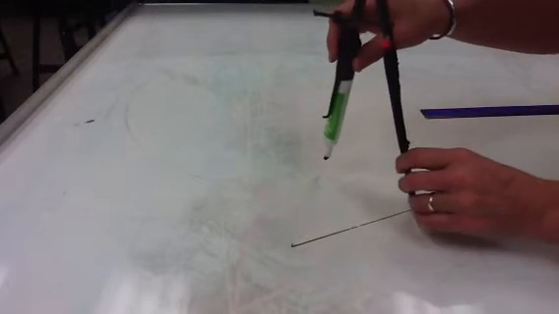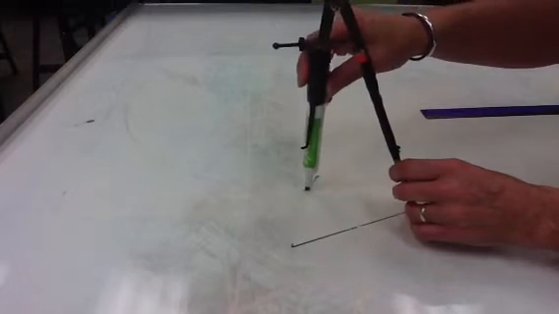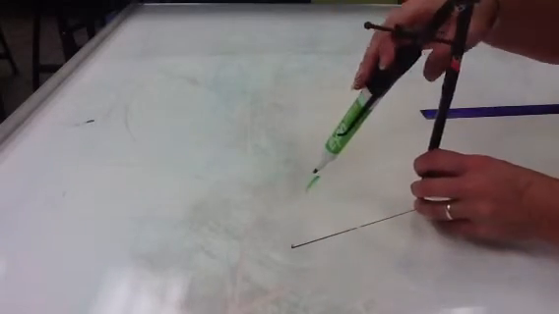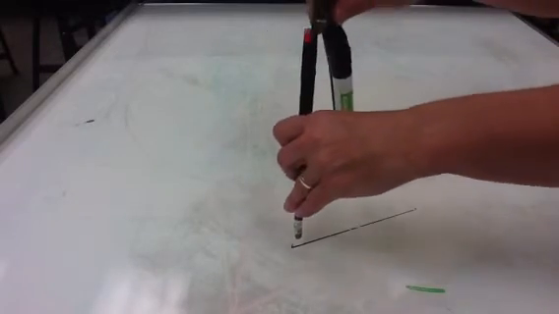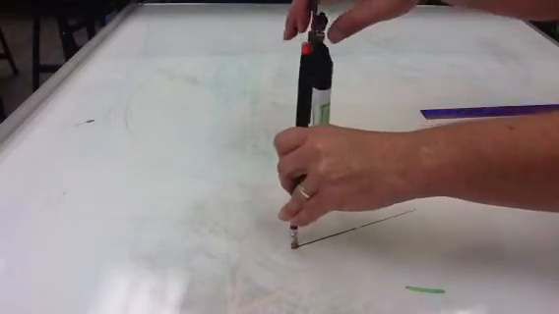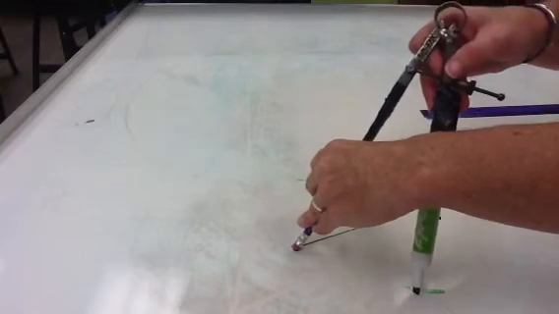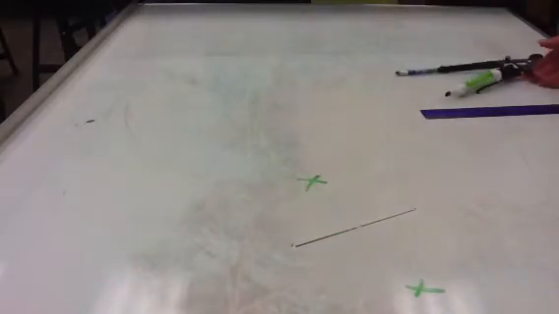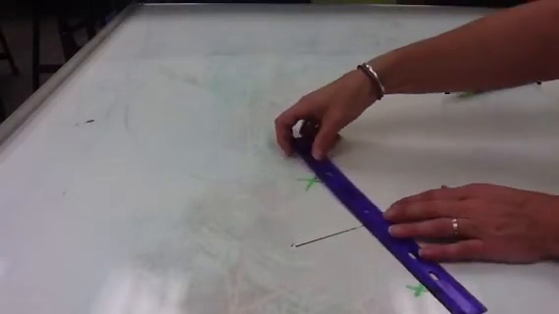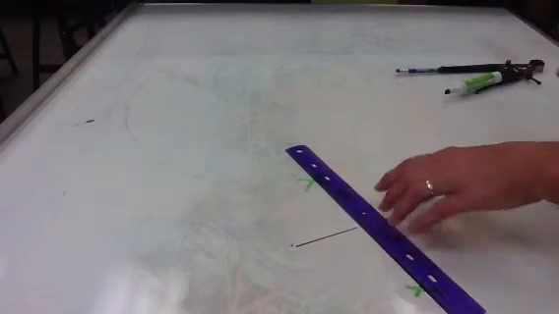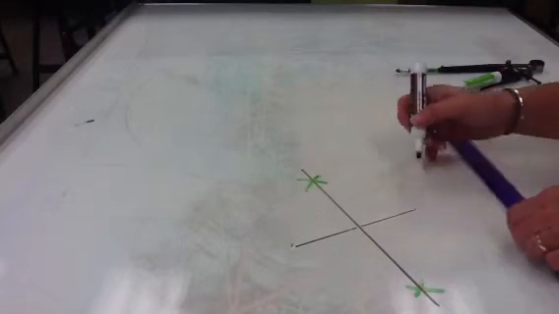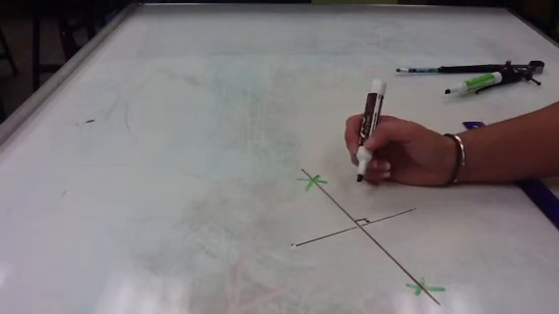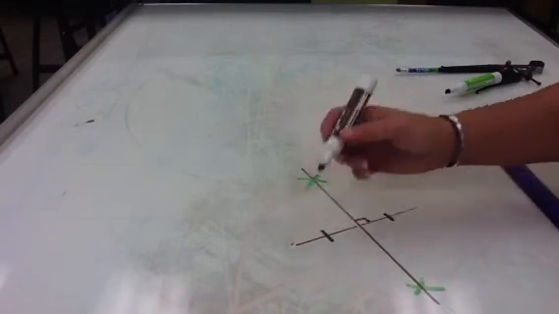So when I go to draw my arcs, I'm going to put my arcs about where I know that line is going to be. And then I'm going to fine-tune exactly where that line is by drawing arcs on both sides from each endpoint of my line segment. And then I connect those two points, and I know that this is perpendicular and that it bisects this line segment.